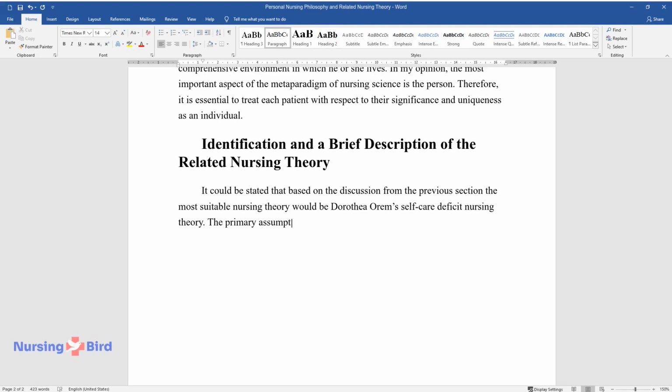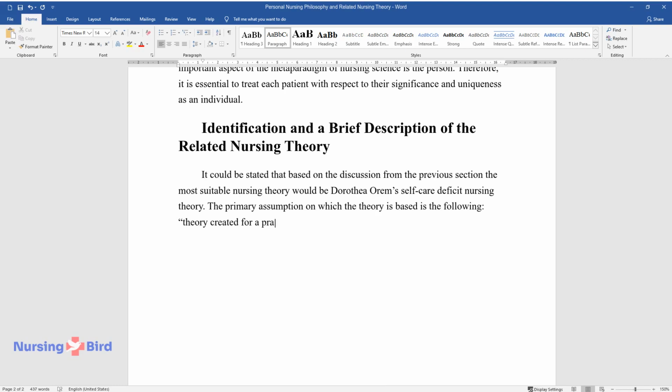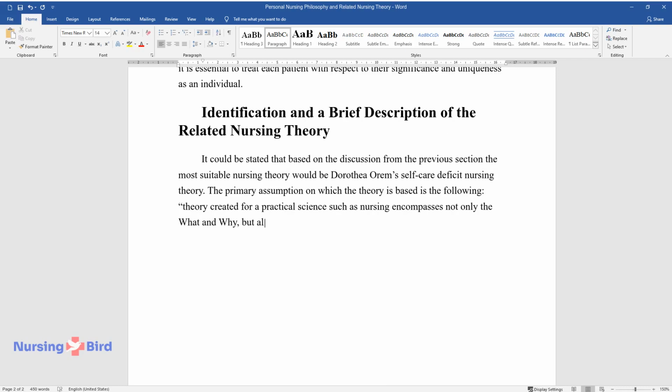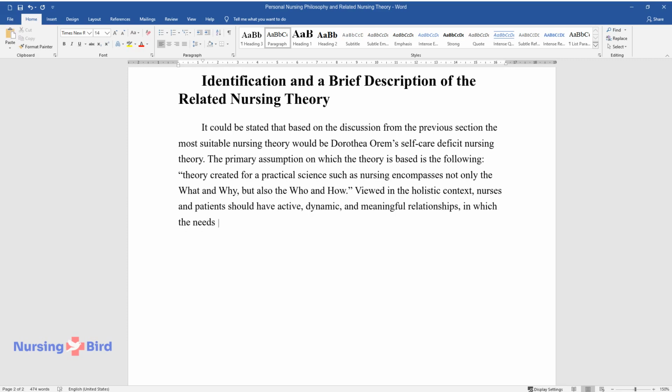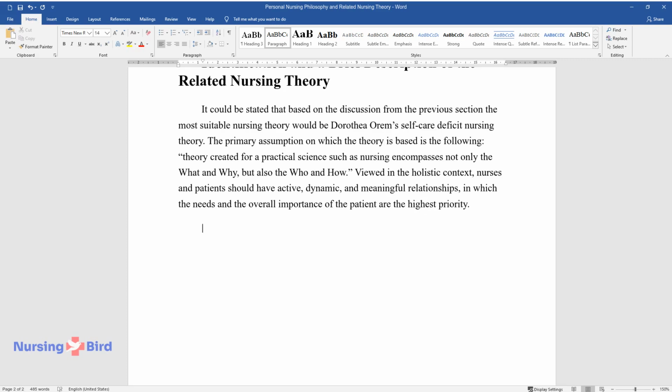The primary assumption on which the theory is based is the following: theory created for a practical science such as nursing encompasses not only the what and why, but also the who and how. Viewed in the holistic context, nurses and patients should have active, dynamic, and meaningful relationships, in which the needs and the overall importance of the patient are the highest priority.